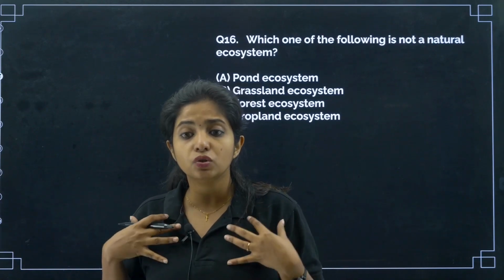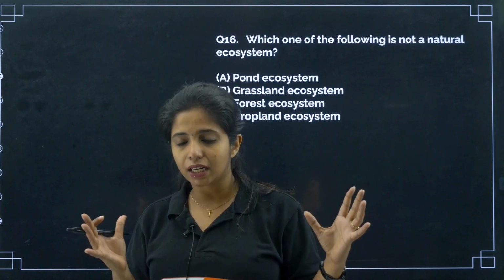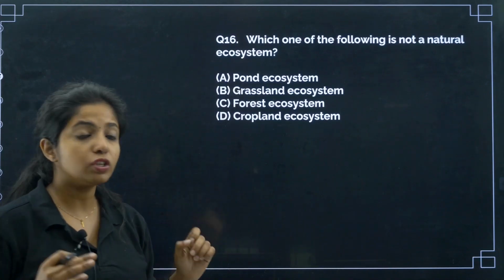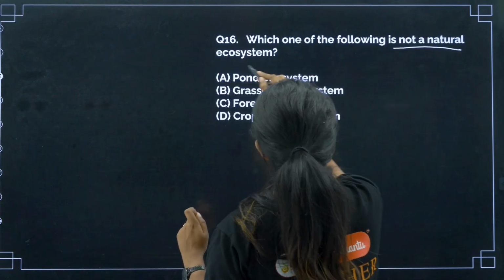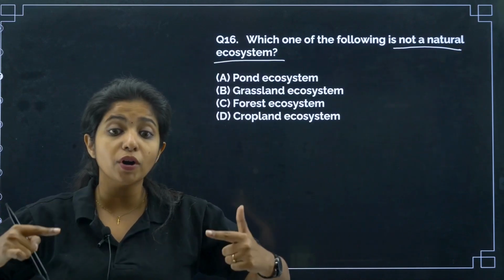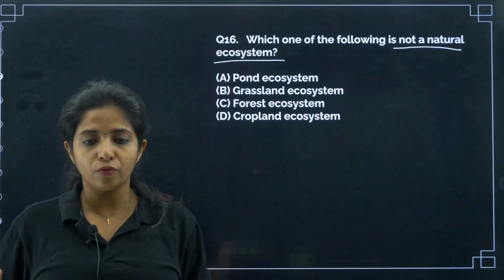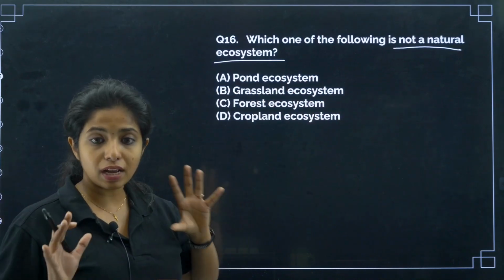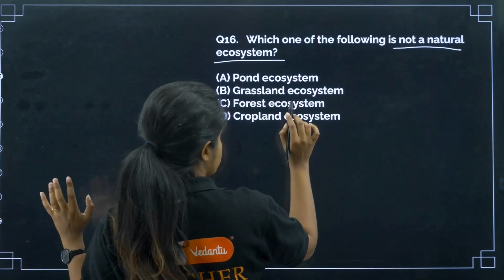And the one where there is no dependence on me directly, I'll call this as what? Natural ecosystem. So you are asked which one of them is not a natural ecosystem. So that means you have to spot what? An artificial ecosystem over here. So pond ecosystem, it is a natural ecosystem. Grassland ecosystem, it is also a natural ecosystem. Forest ecosystem, that is also natural.